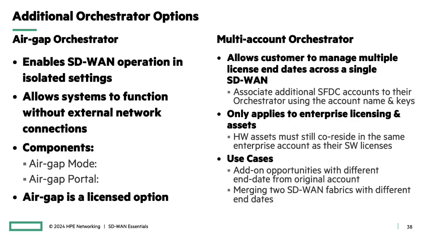Note that when you do this, an appliance can still only belong to one SD-WAN, so it requires the removal of the appliance from one orchestrator and the approval in the other.